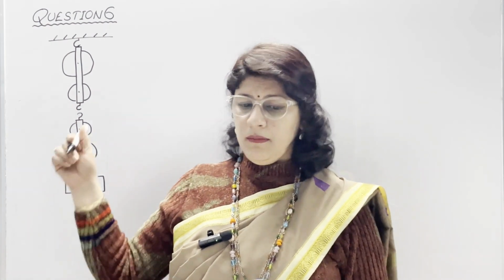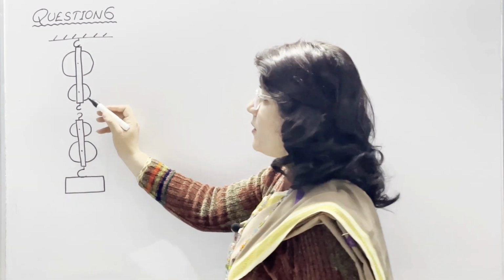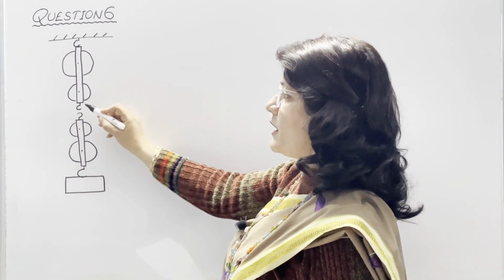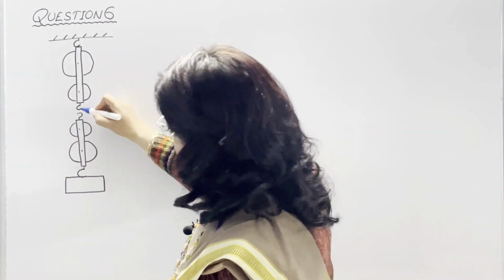Question number 6, part 1. Figure shows a pulley system. The upper two pulleys are fixed and lower two are movable. Copy and complete the diagram and label it. As we have discussed this question in question number 2, part 1 also, so here I am drawing again. Because there are even number of pulleys, we need to start the string from the hook of the upper block. So I am starting the string from here.